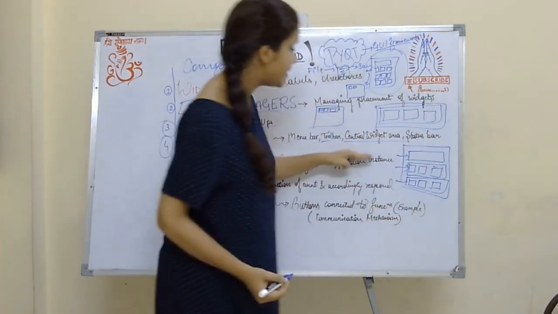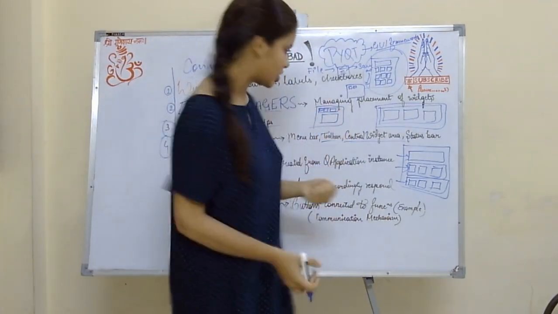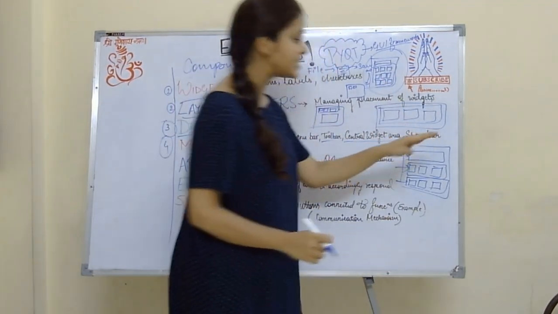Now comes the central widget area, the main area that you interact with. The main application that you are interacting with, the main thing. Okay, next comes the status bar.